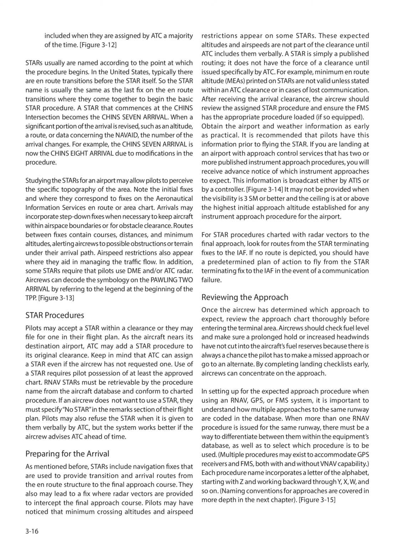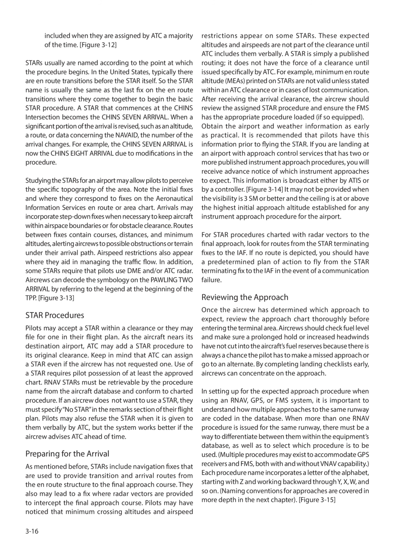In setting up for the expected approach procedure when using an RNAV, GPS, or FMS system, it is important to understand how multiple approaches to the same runway are coded in the database. When more than one RNAV procedure is issued for the same runway, there must be a way to differentiate between them within the equipment's database, as well as to select which procedure is to be used.